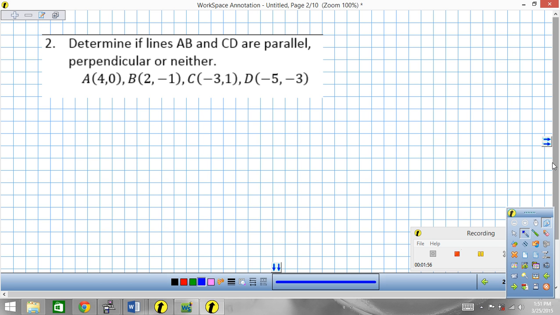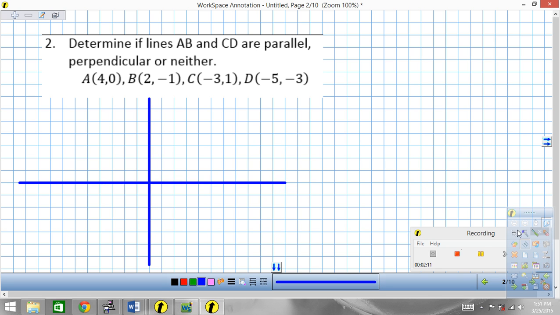Question 2. The second way that we talked about that you can find the slope of any 2 points is by plotting those points on a coordinate plane. So you can take a piece of graph paper and do a sketch of the 2 points to see what their slopes are. When I plot those points, we get 4, 0, 2, -1. We're going to find the slope of these 2. Then we're going to find the slope of -3, 1, and -5, -3.